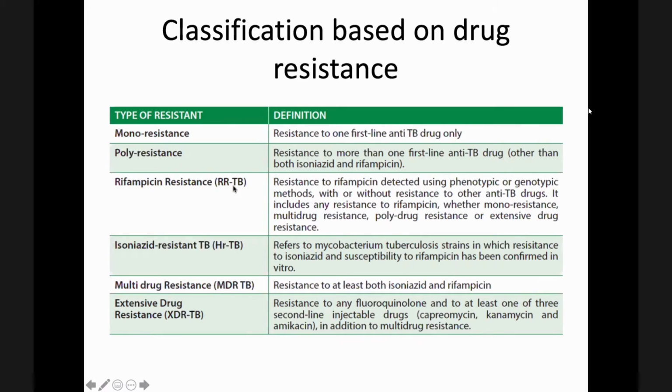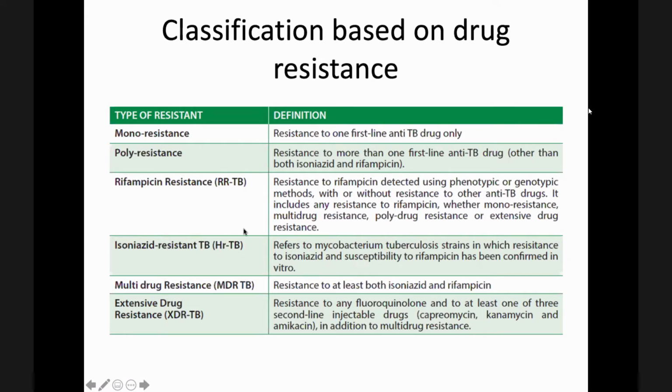While rifampicin-resistant TB is resistance to rifampicin detected using phenotypic or genotypic methods, with or without resistance to other anti-TB drugs. It includes any resistance to rifampicin, whether monoresistance, multi-drug resistance, or polydrug resistance. Okay, so this is the extensive drug resistance, XDR.